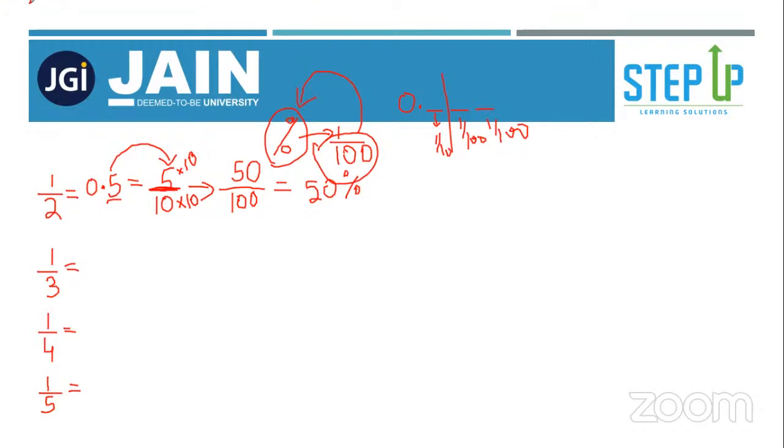Are you clear with the first one? 1 by 2 is equal to 0.5, and then 5 by 10. You get the fraction as 5 by 10, and multiplying the numerator and denominator, you get 50 by 100.